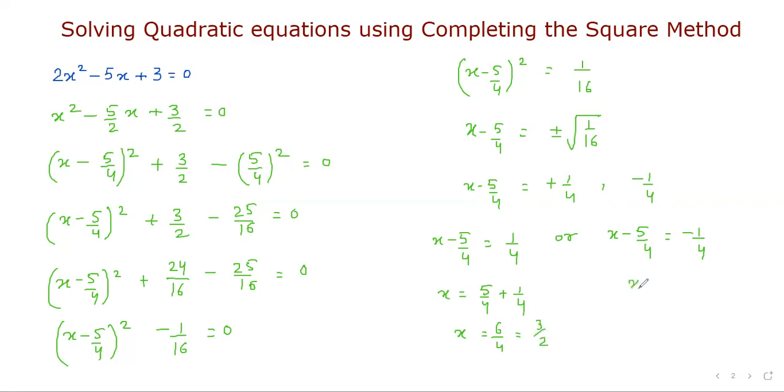And here we get x is equal to positive 5 over 4 minus 1 over 4, which is 4 over 4, which reduces to just 1. So hence, we get two values of x, that is x equal to 3 by 2 and x equal to 1, which are the two solutions of this equation.